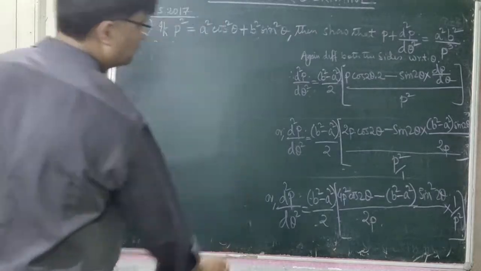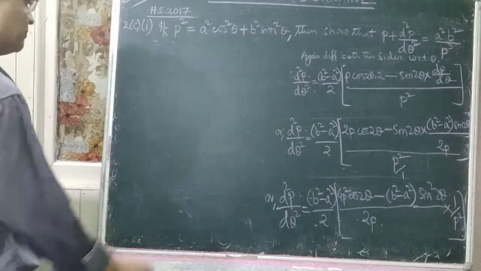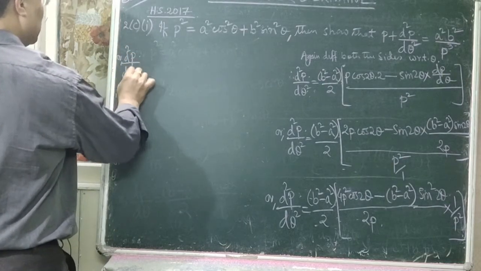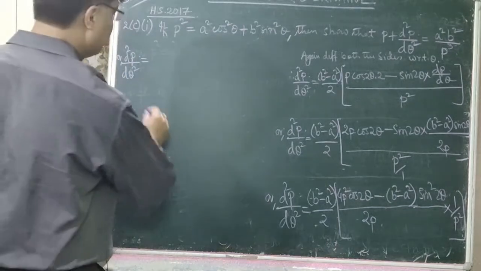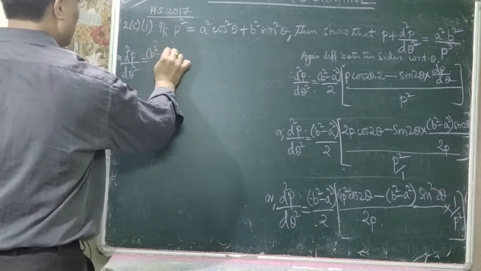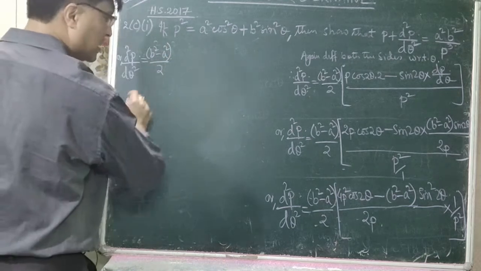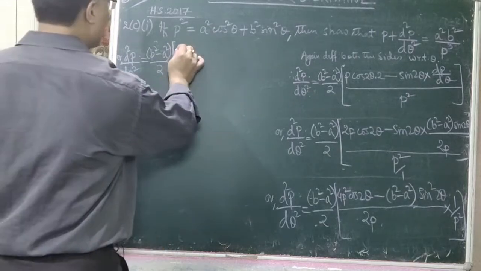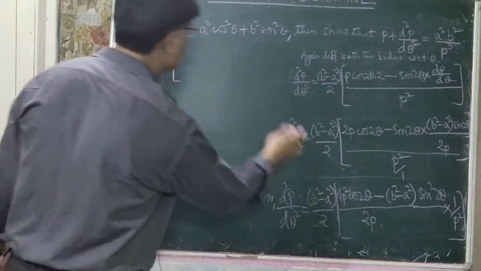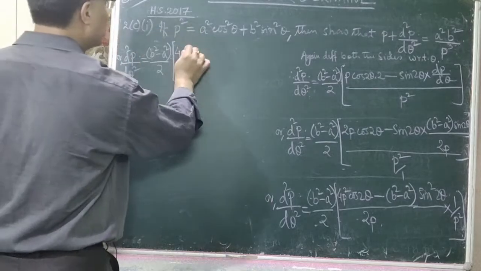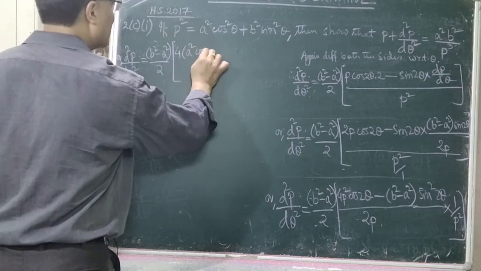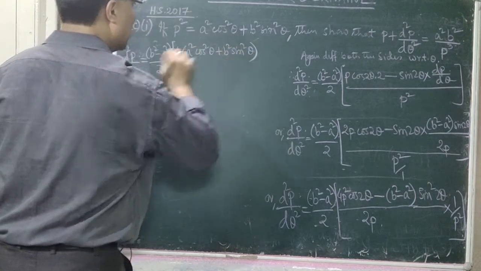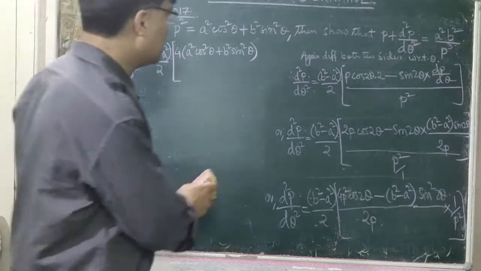So now let us simplify it further. d²p by dθ² is equal to (b² − a²)/2, kept as it is. Now within the third bracket, let us simplify it further. So 4 into p², what is p² actually? From the given, you can put it. What is the value of p²? a² cos²θ + b² sin²θ. I think you have understood it.